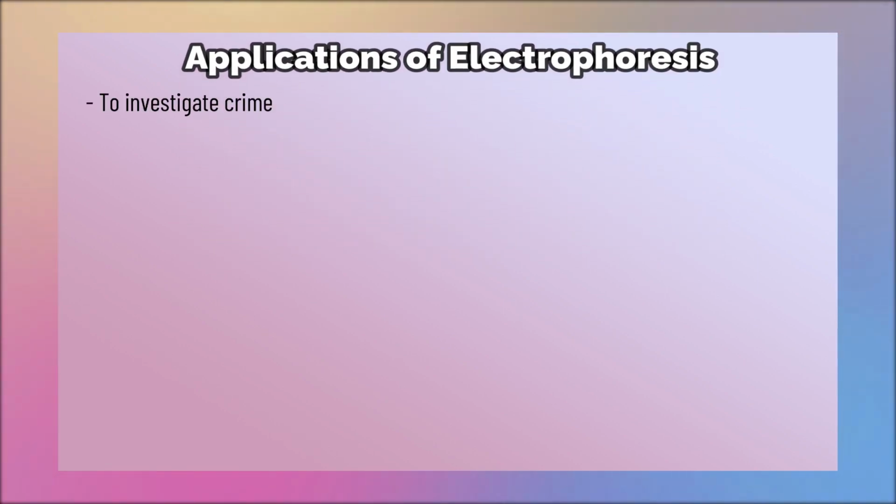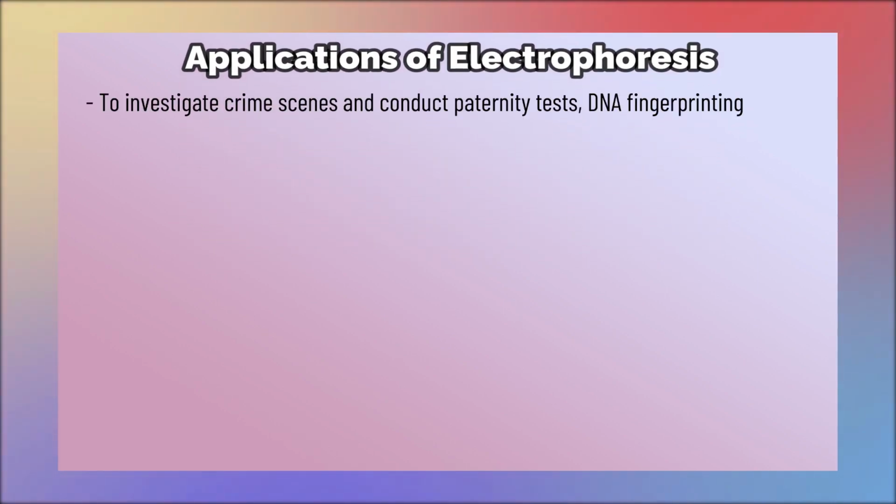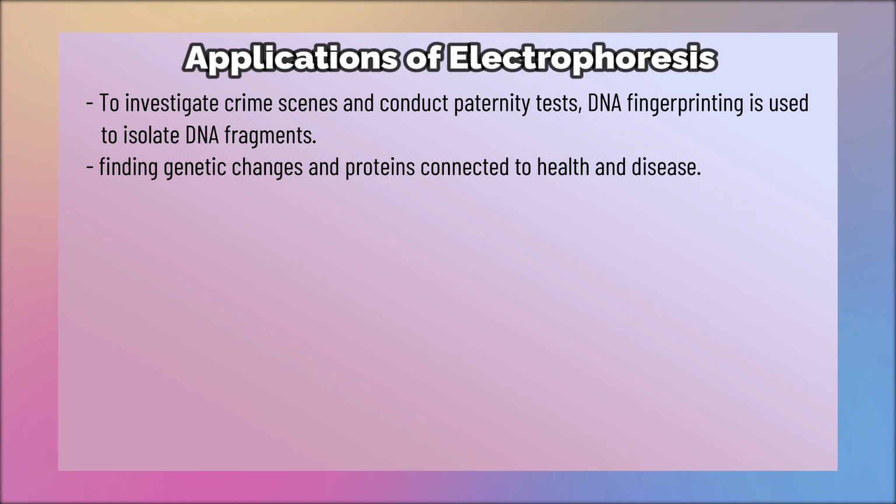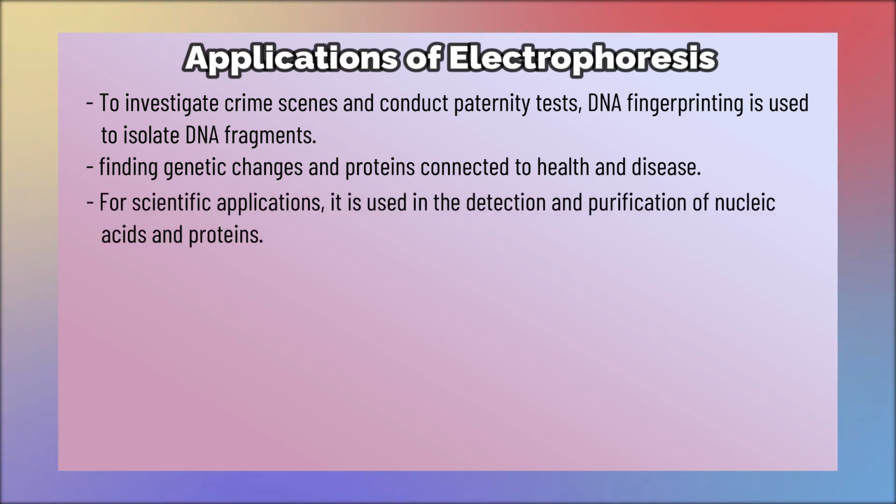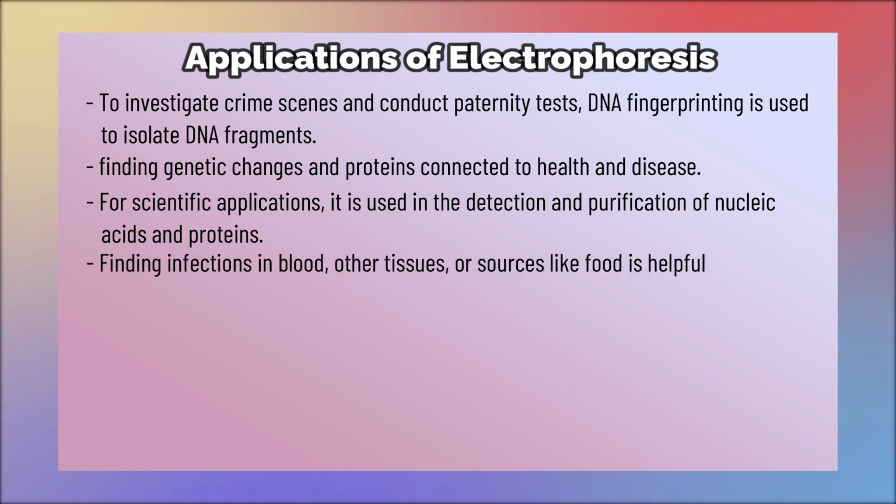To investigate crime scenes and conduct paternity tests, DNA fingerprinting is used to isolate DNA fragments. Finding genetic changes and proteins connected to health and disease. For scientific applications, it is used in the detection and purification of nucleic acid and proteins. Finding infections in blood, other tissues, or sources like food is helpful.